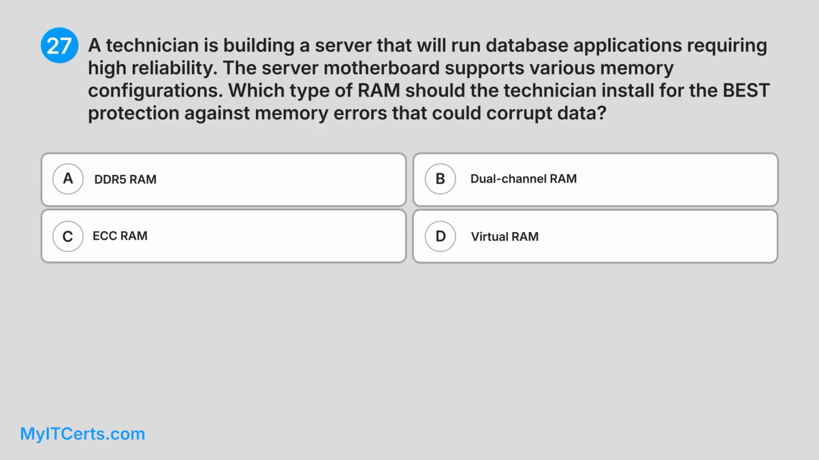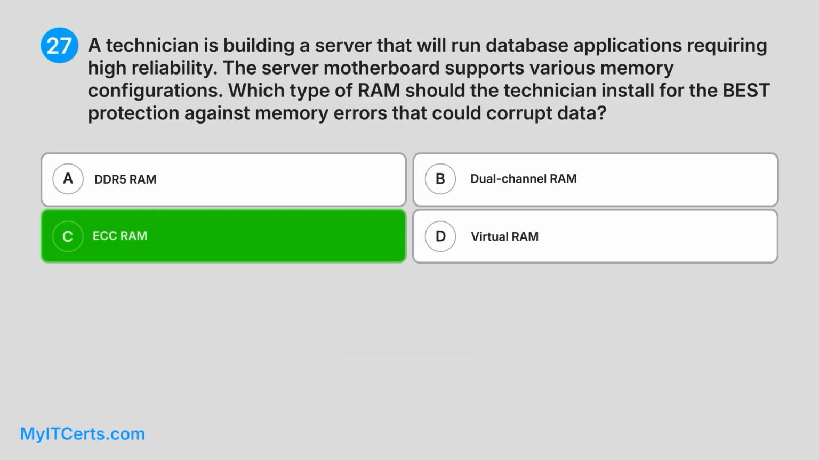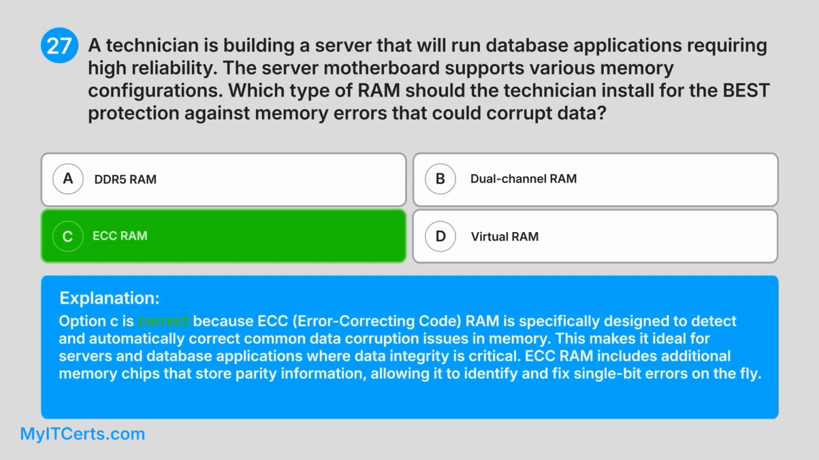Correct answer, C. ECC RAM. Explanation. Option C is correct because ECC, error correcting code, RAM is specifically designed to detect and automatically correct common data corruption issues in memory. This makes it ideal for servers and database applications where data integrity is critical. ECC RAM includes additional memory chips that store parity information, allowing it to identify and fix single-bit errors on the fly.